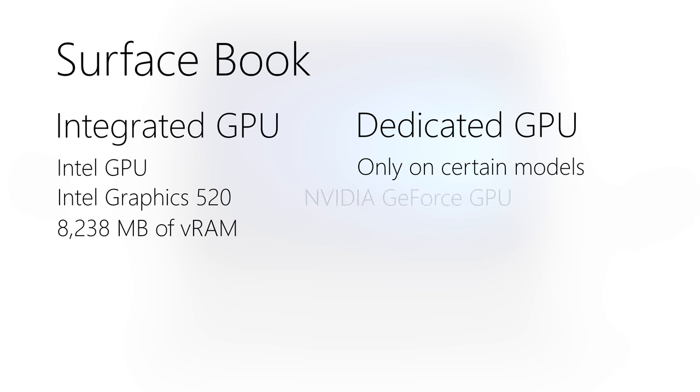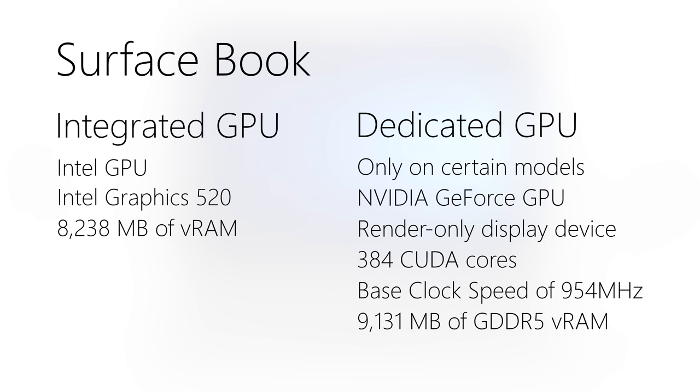Now let's get into the Surface Book's graphics processing unit, or GPU. This is one of the biggest topics to talk about when it comes to the Surface Book. Inside that Intel Skylake processor, you have an integrated Intel Graphics 520 GPU with 8,283 MB of memory. That's not too bad. Then there's the unique dedicated GPU, which only some Surface Book models have.